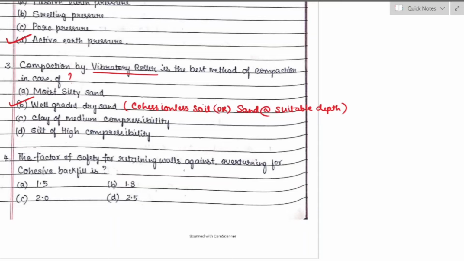Question number 4. The factor of safety for retaining walls against overturning for cohesive backfill is. So as per IS 1904-1986, clause 17.1, the factor of safety for retaining walls against overturning for a cohesive backfill is taken as 1.5. Option A is the right answer.